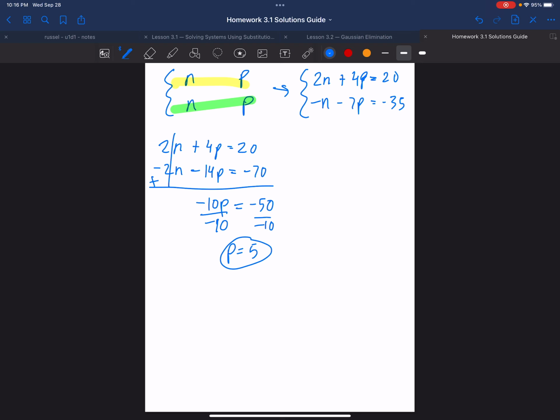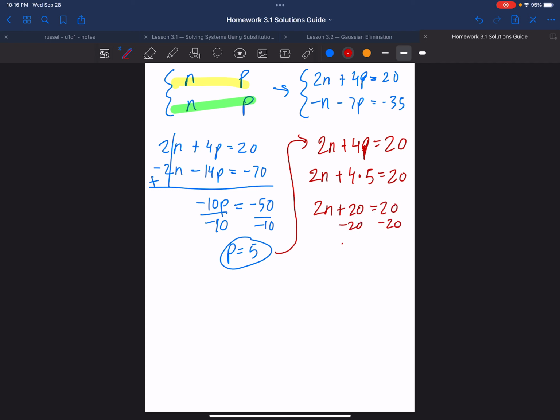And then from here, 2n plus 4p equals 20, right? But p equals 5, so 2n plus 4 times 5 equals 20. So 2n plus 20 equals 20. Subtract 20 from both sides, so 2n equals 0. Divide both sides by 2, so n equals 0. Boom. So you found n equals 0, p equals 5.